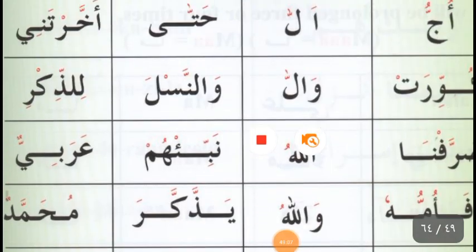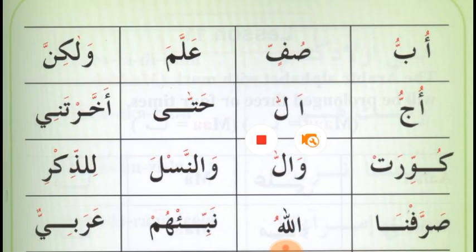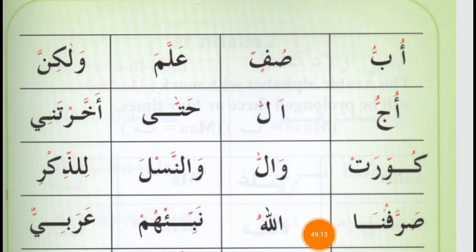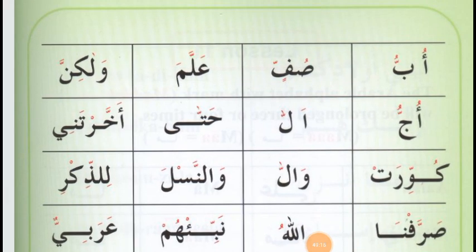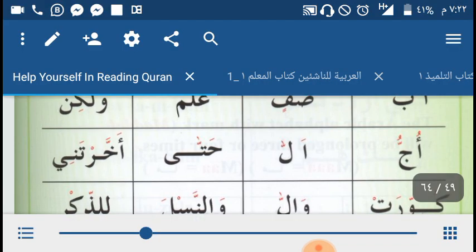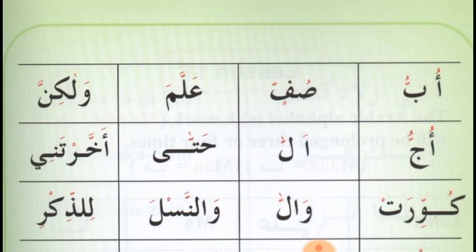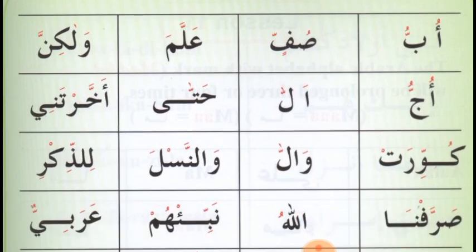On the next page we have some more words. Let me check. Do you want to read it now or tomorrow? Maybe tomorrow, as you wish. If you want, you can continue reading. You want me to read? I want you to read. Yes, I want to complete. Okay, all right. Ubu. Ubu. Yes. Uju. Yes.